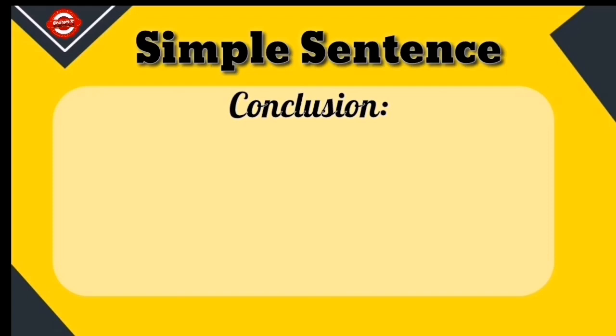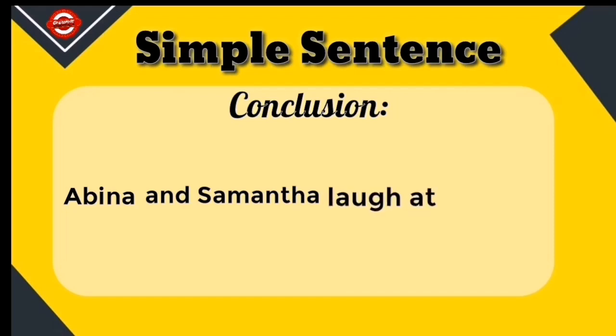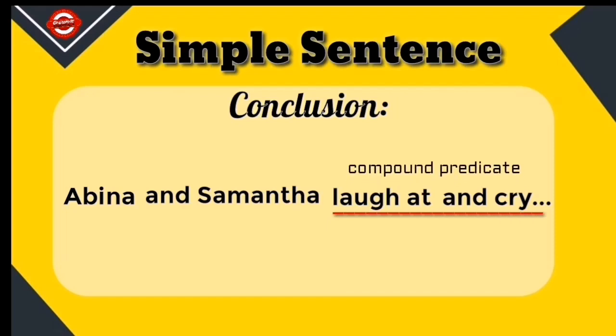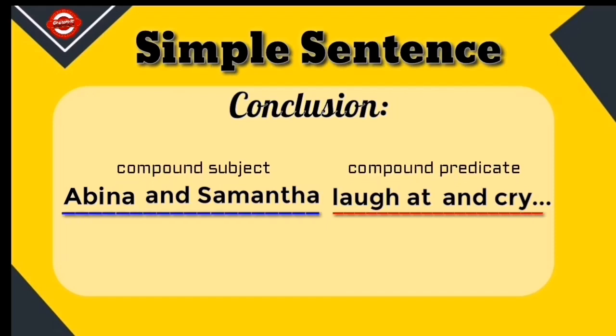So, in conclusion, whether the subject is simple or compound, or the verb is simple or compound, what matters the most is that this compound predicate is done by only one compound subject, and that is going to guarantee us that this group of words is a simple sentence. I hope everything is clear about the simple sentence.